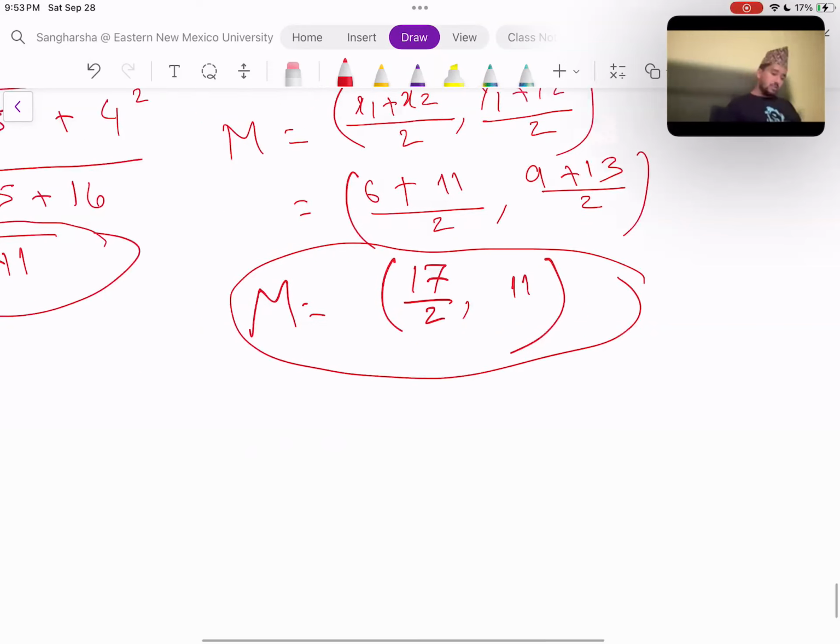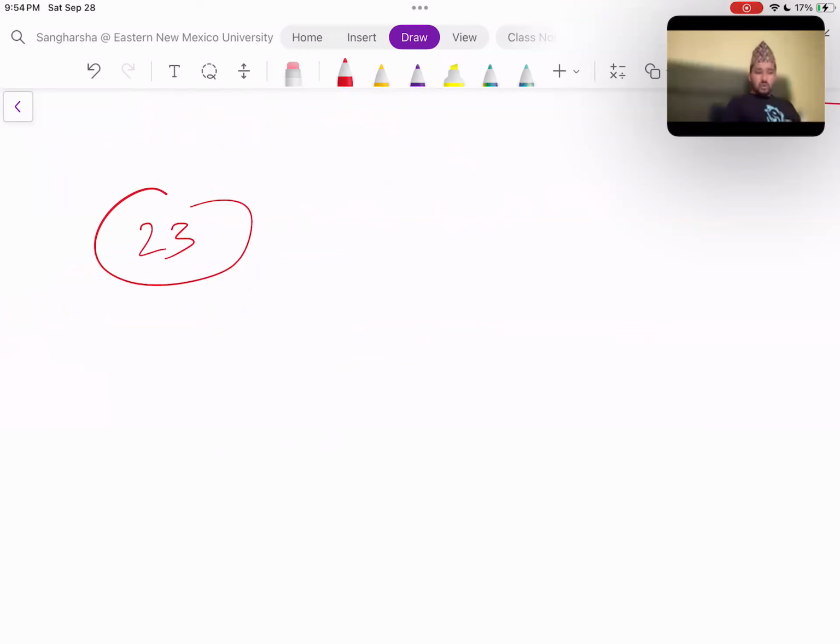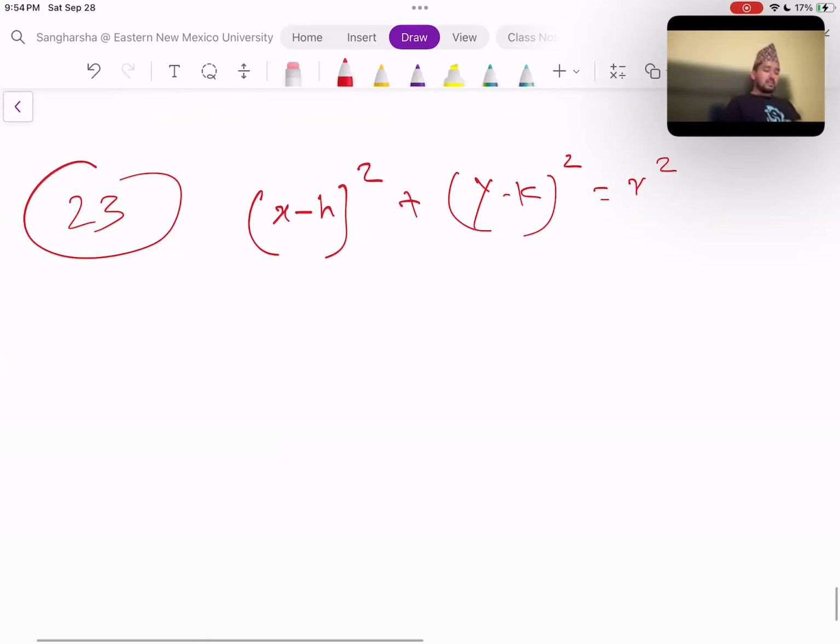Okay, so you don't have a question, which means I can go to number 23. In 23, we are asked to write the standard form of the equation of the circle. Standard form of the equation of a circle means we are writing our equation in this form: (x minus h) squared plus (y minus k) squared equals r squared. This is the standard form.